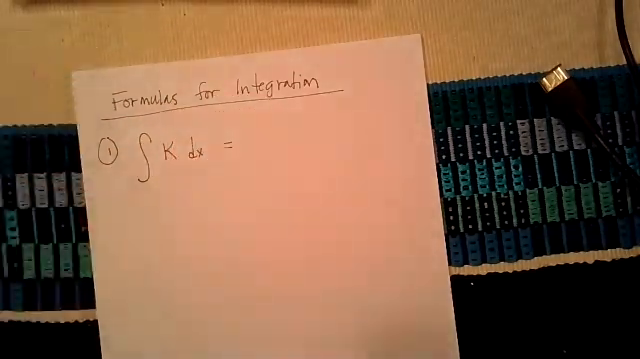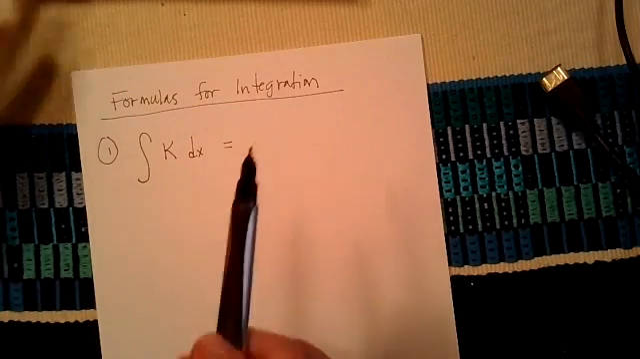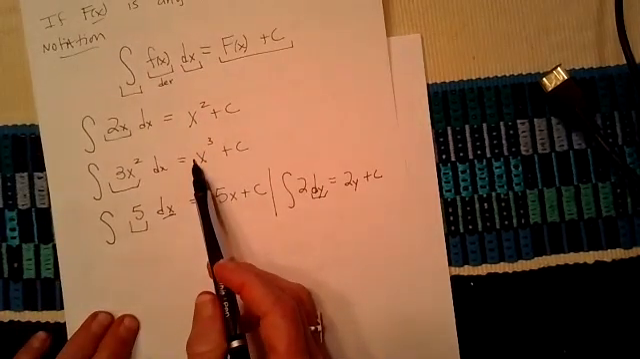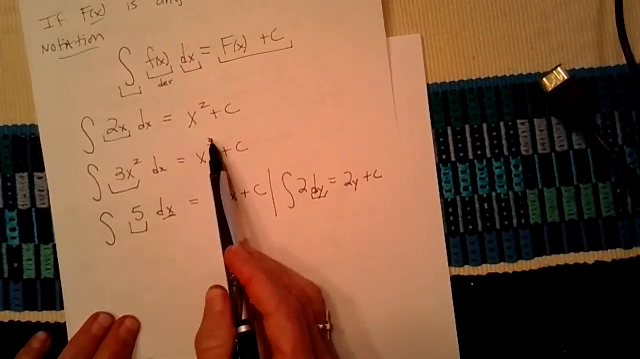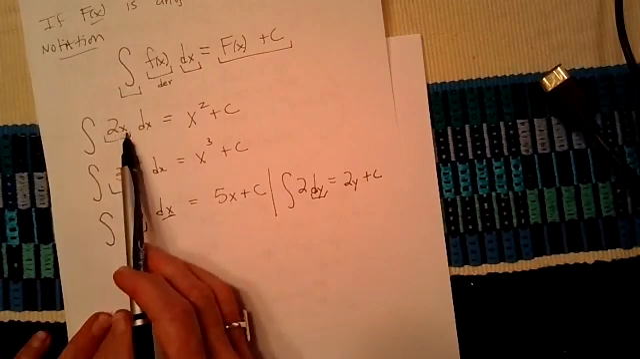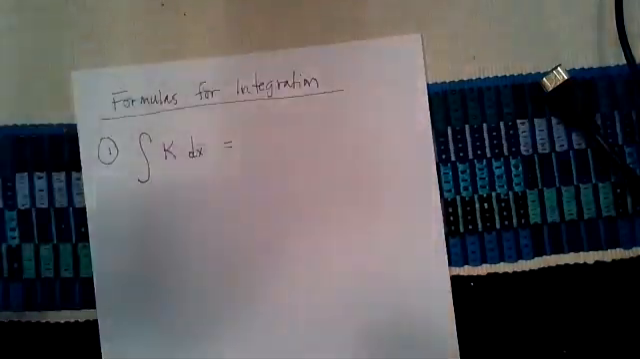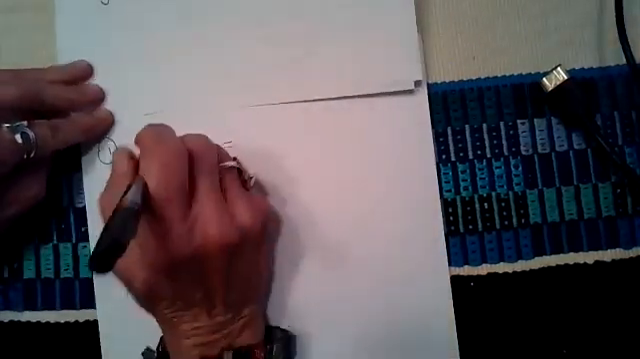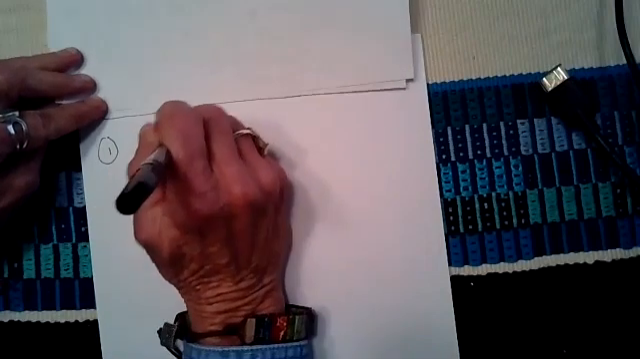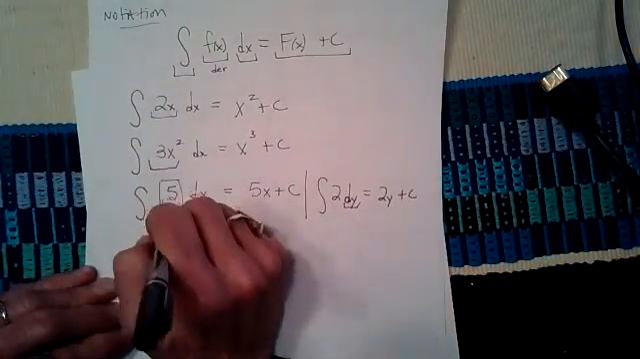What I need you to understand is that when you took a derivative, you decreased the power, right? You multiplied and decreased. So now when we go backwards, we're increasing the power and we're going to divide by the constant in front. So this rule 1 says k is a constant. If your derivative is just a number, we're going to use rule 1.